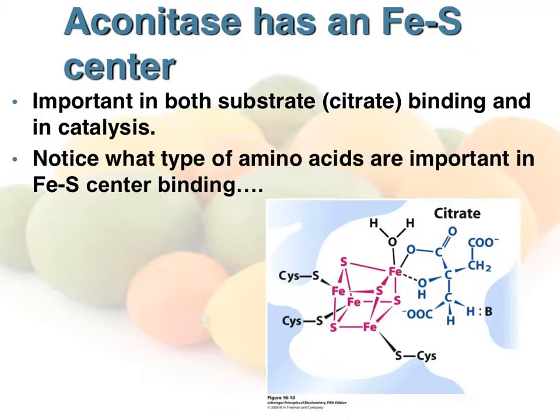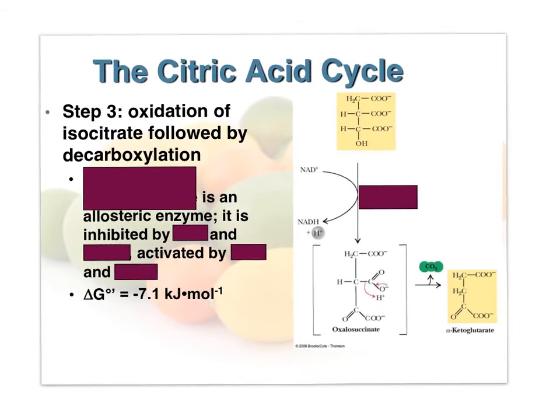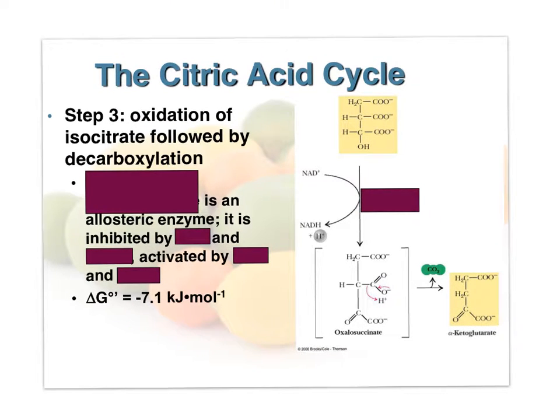We went over one iron sulfur center; this is just one example. Iron sulfur centers a lot of times are also involved in electron transport or electron shuttling, and we'll see that a lot during the electron transport chain. All right, now we're at step 3. Step 3 is to go to isocitrate. Come on now. Wake up.